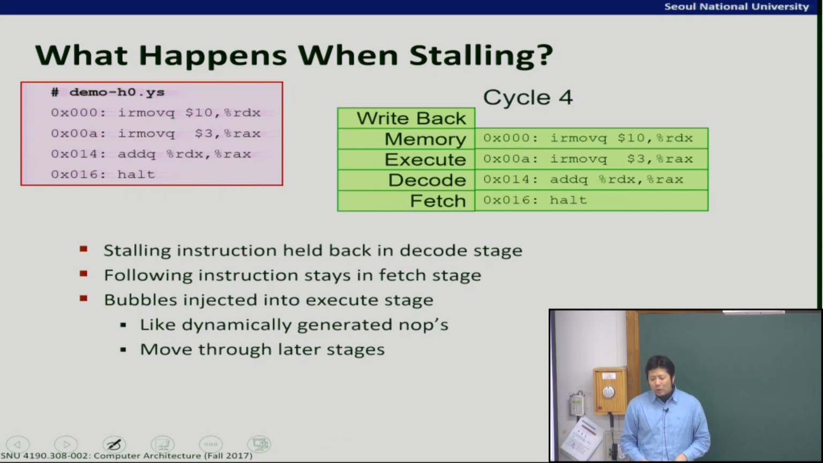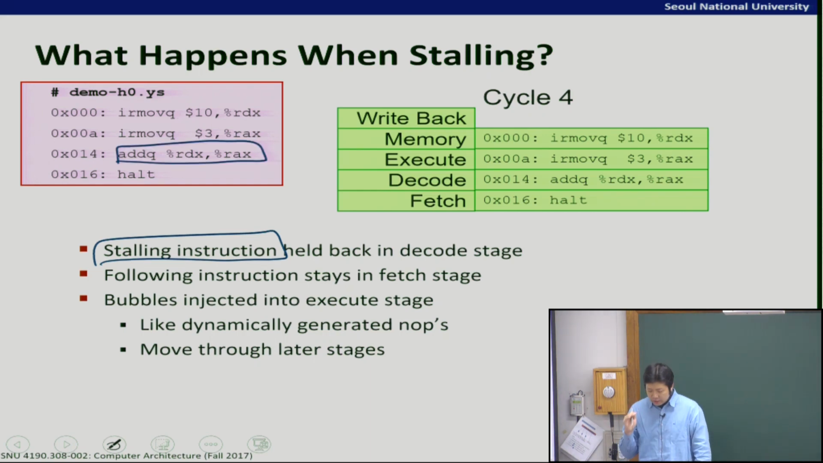So the second question is, what happens when a stall happens? We talked about the stall condition, I mean, how we can detect a stall condition. And we need to take some action once a stall has been detected. What needs to be done if you have a stall? If a stall happens, the stalling instruction, in this case this add instruction is the stalling instruction, right? The stalling instruction is held back in decode stage.